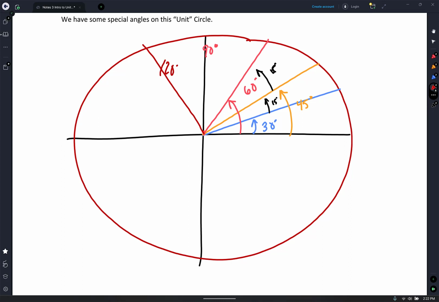The next angle after 120, what do you think it's going to be? Yeah, 135. Just add 15. The next angle after 135 is going to be 150. And then you're on the x-axis, but the negative one, so that's 180.